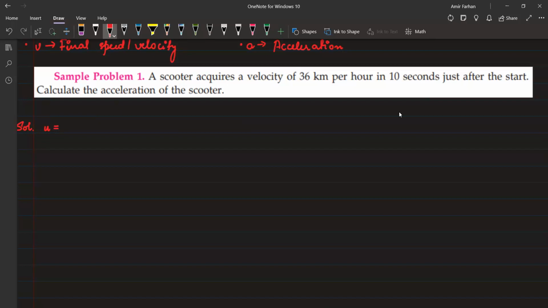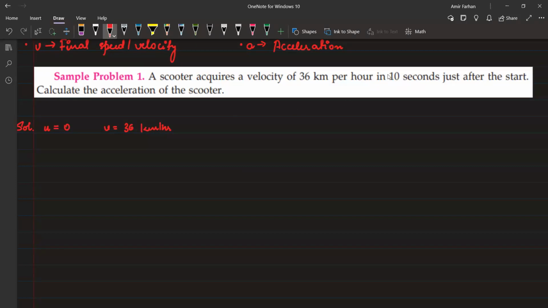According to you, what will be the initial velocity if the scooter has started just after the start? It means that the scooter was at rest before, and just after the journey began, the scooter started. So what should be the initial velocity? Zero. Yes, absolutely right. Zero will be the initial velocity, because the scooter gained velocity after the start, which means it was at rest before that. Final velocity is 36 kilometer per hour.